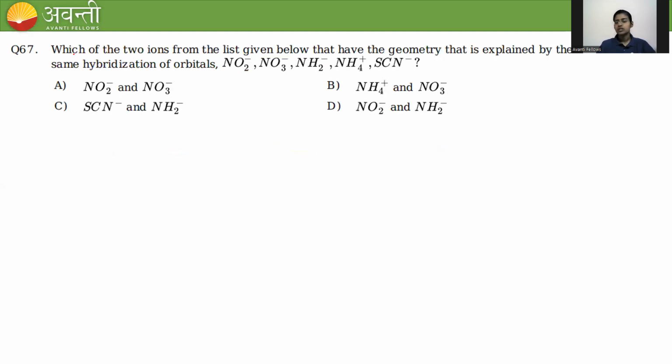Okay. Then moving on to question number 67. Which two ions from the list given below have the geometry that is explained by the same hybridization of orbitals? So 5 molecules and ions are given. We have to find the ones which have the same geometry and hybridization. Now, coming to NO2 minus, the nitrogen's hybridization is sp2. And coming to NO3 minus, again it is sp2. Okay.